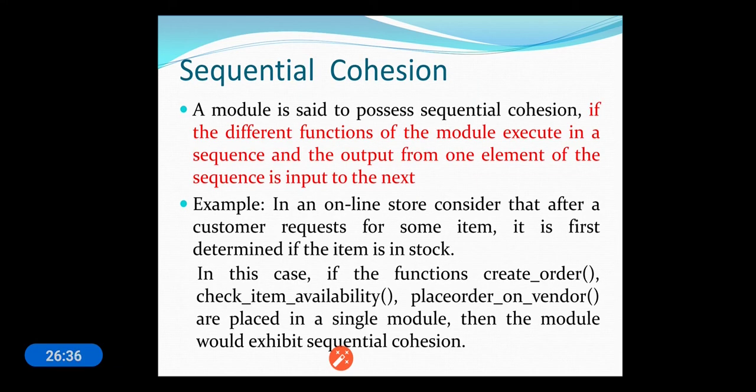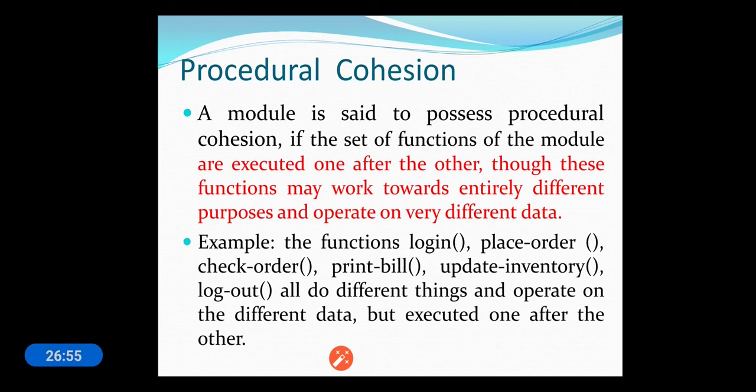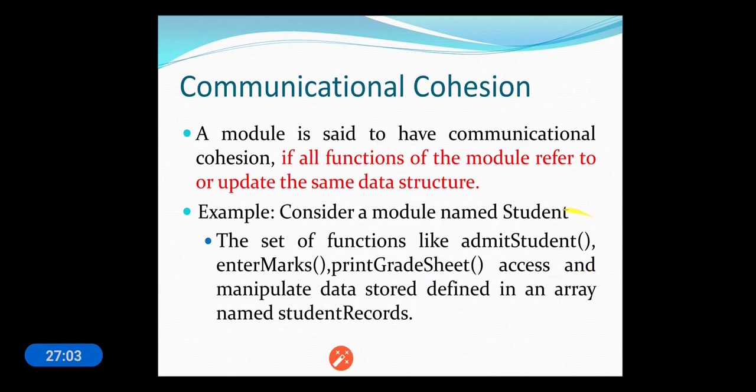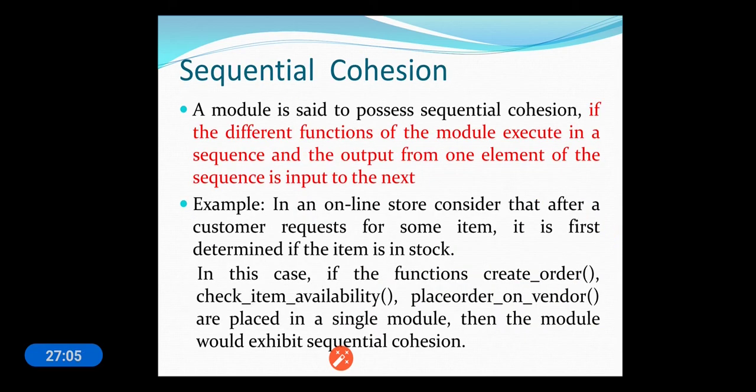Next one is sequential cohesion. A module is said to possess sequential cohesion if different functions of a module execute in a sequence and the output from one element of the sequence is input to the next. See here, identify the difference between sequential cohesion and procedural cohesion. In procedural cohesion, the functions are executed one after the other, but we are not bothering about their outputs. The output of one function is not given as an input to the other function. But coming to sequential, here all the functions have to be executed in a sequential manner, and the output of one function is given as an input to the other function.